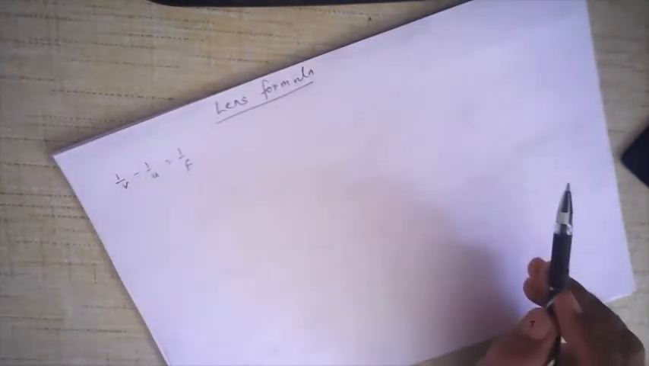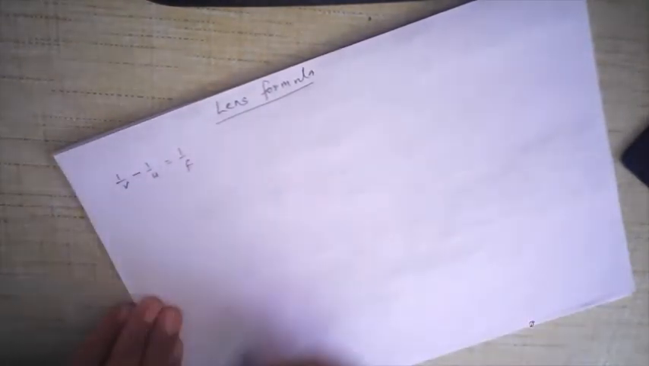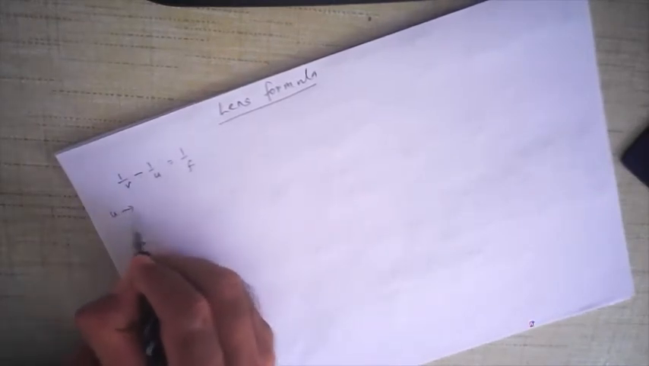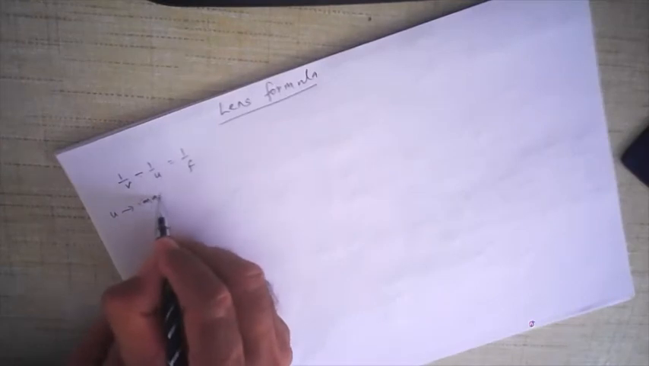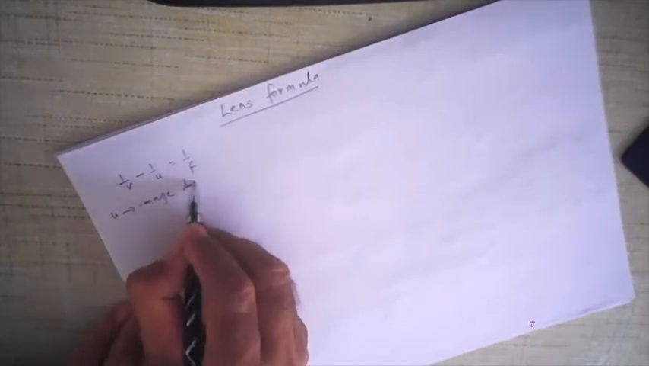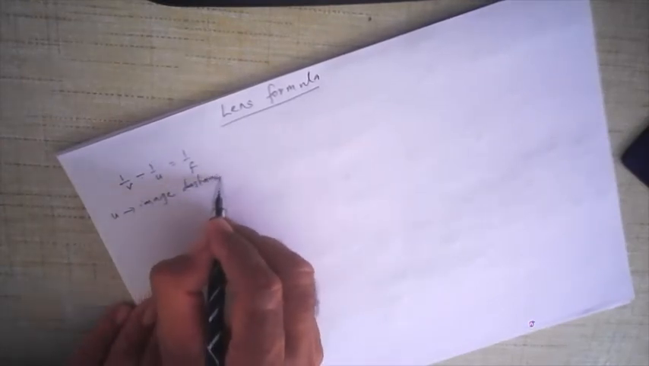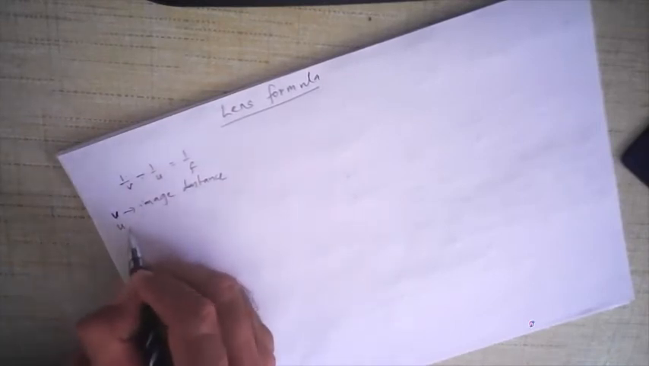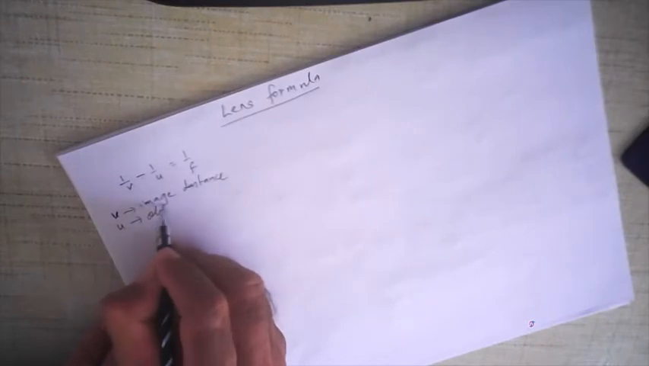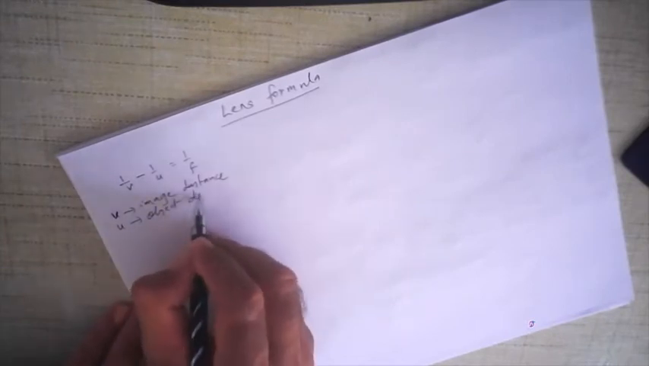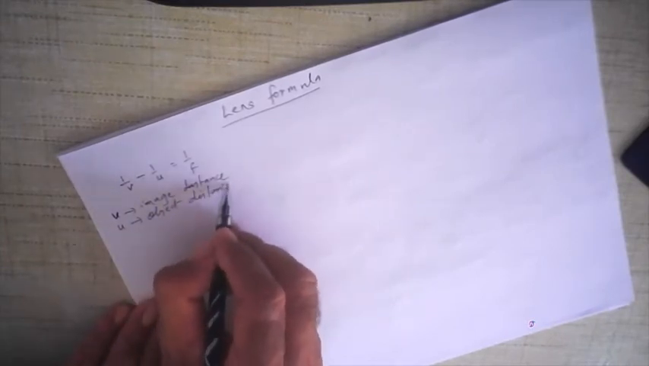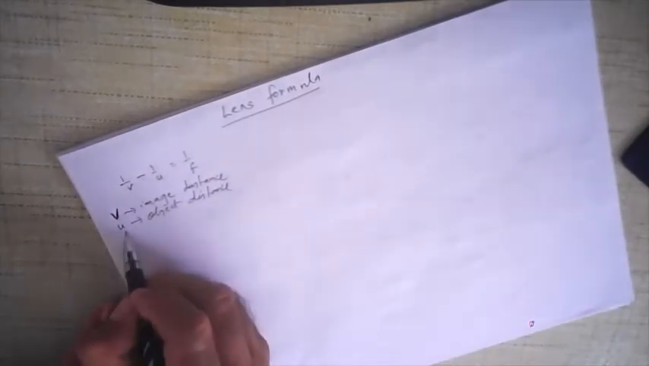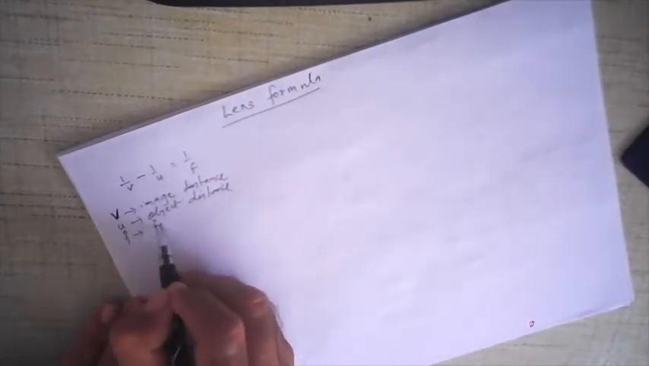Now, if I want to find out the image, where V is image distance. V is image distance, sorry. U is object distance. V is of course image distance. Remember that this is V. U is object distance and F is focal length.